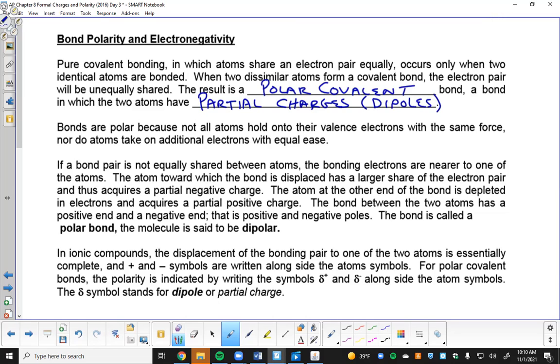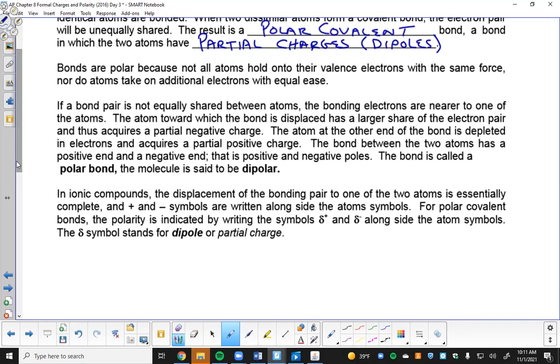Bonds are polar because not all atoms hold on to their valence electrons with the same force, nor do atoms take on additional electrons with equal ease. If a bond pair is not equally shared between atoms, the bonding electrons are nearer to one of the atoms. The atom toward which the bond is displaced has a larger share of the electron pair and thus acquires a partial negative charge. The atom at the other end of the bond is depleted in electrons, and the bond between the two atoms has a positive end and a negative end, that is, positive and negative poles or dipoles. The bond is called a polar bond, and the molecule is said to be dipolar.